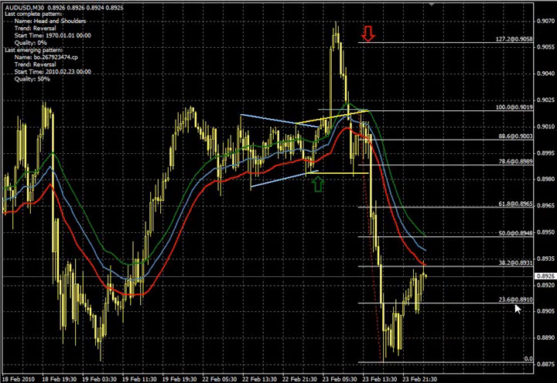So 23.6, like I said, is usually too shallow for me. I prefer at least a 38.2 or the wave itself. And lo and behold, I've got both working for me right here. Yahtzee. This is what I'm looking for. This kind of overlap. This is fantastic.